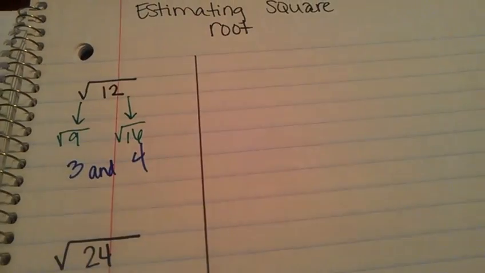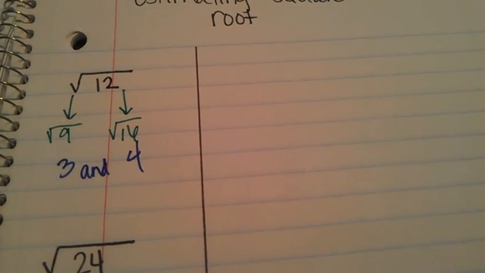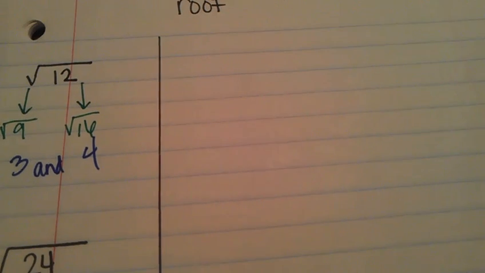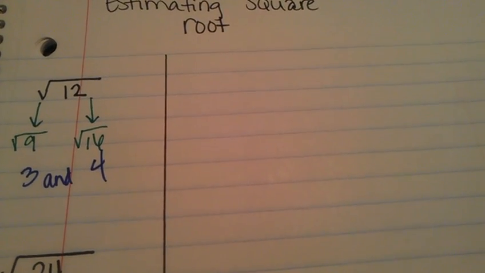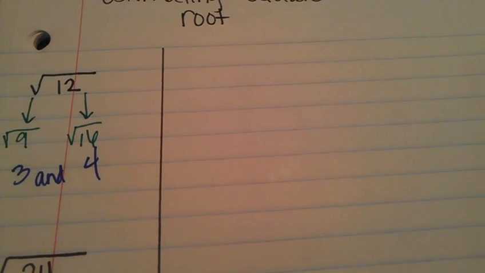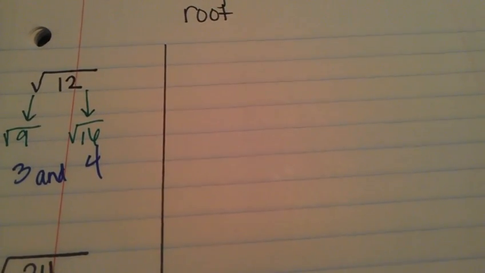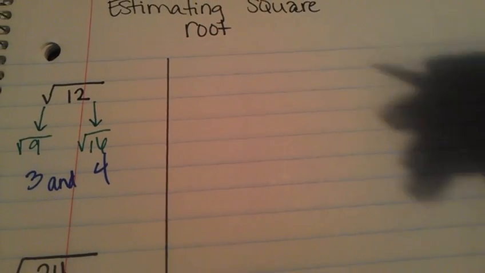Now, sometimes that's all they want to know. Sometimes they want to know what two integers it falls in between, and there's your answer, 3 and 4. But sometimes they do get a little bit more specific, and you have to estimate the exact decimal answer. So let's start with what we do know.